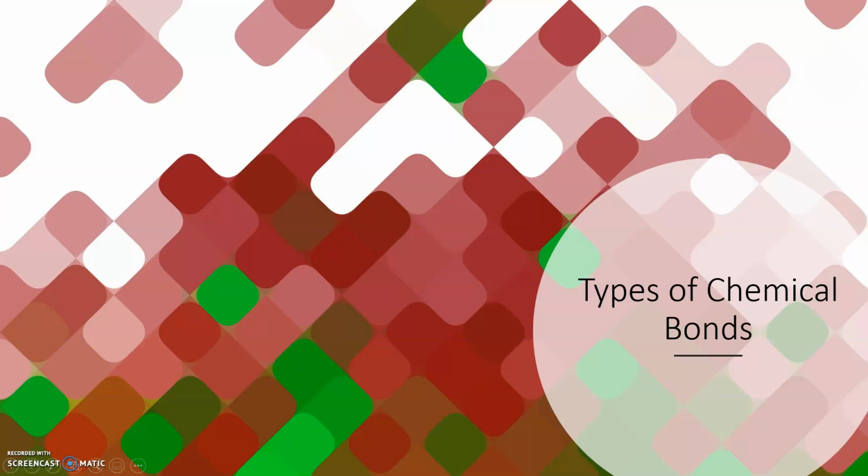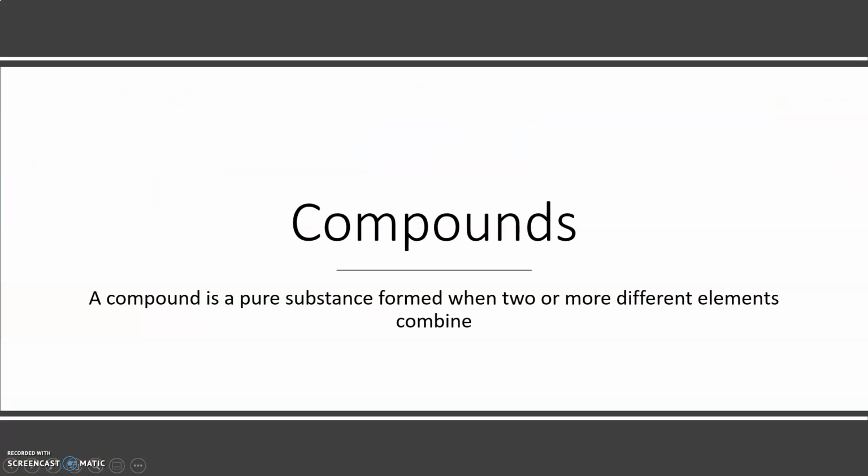This video discusses the types of chemical bonds. Before we talk about chemical bonds, let's talk about compounds. A compound is a pure substance formed when two or more different elements combine.